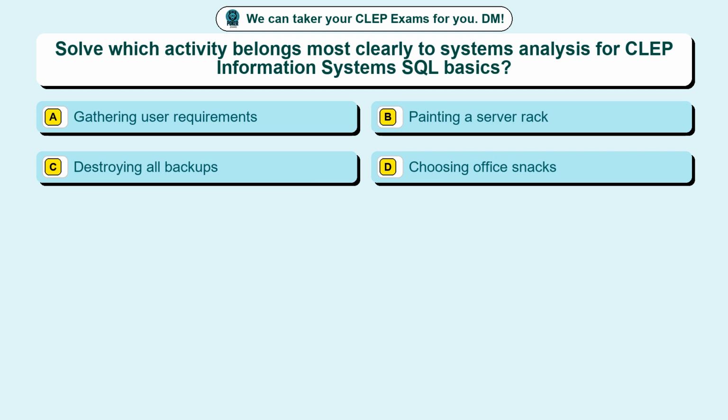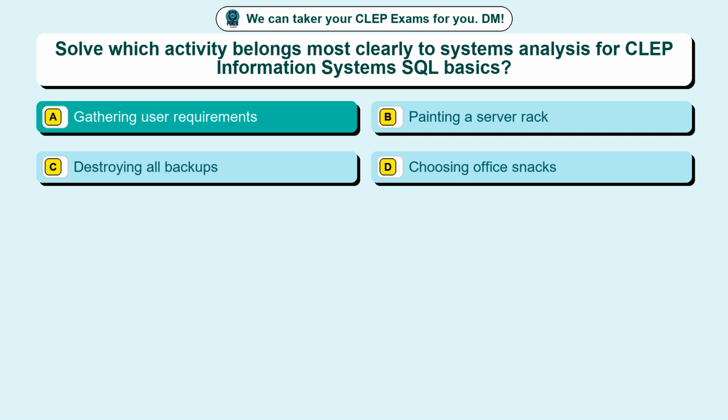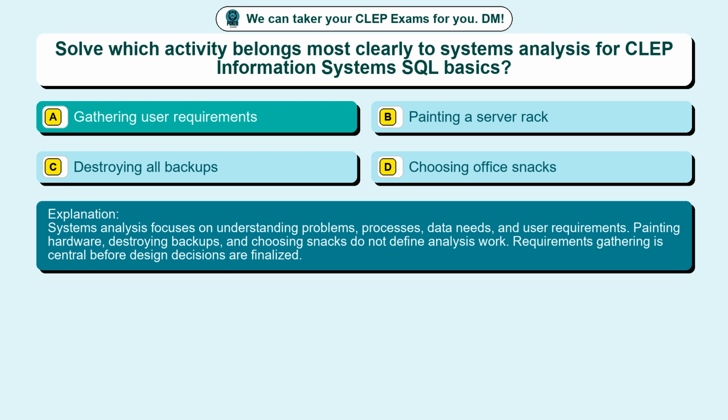Question 66. Solve which activity belongs most clearly to systems analysis for CLEP Information Systems SQL Basics. Option A. Gathering user requirements. Option B. Painting a server rack. Option C. Destroying all backups. Option D. Choosing office snacks. The correct answer is option A. Gathering user requirements. Systems analysis focuses on understanding problems, processes, data needs, and user requirements. Painting hardware, destroying backups, and choosing snacks do not define analysis work. Requirements gathering is central before design decisions are finalized.